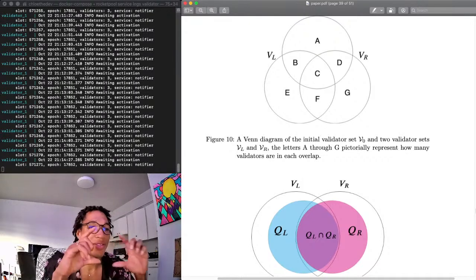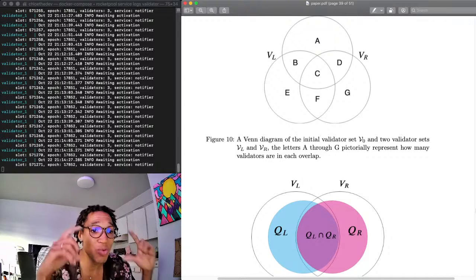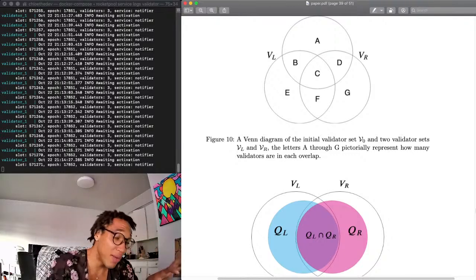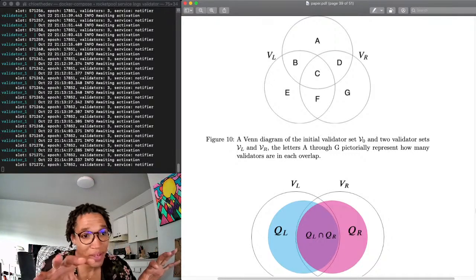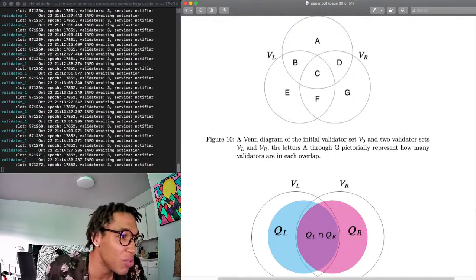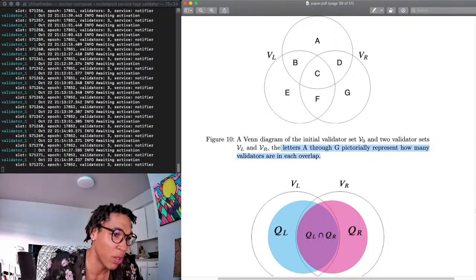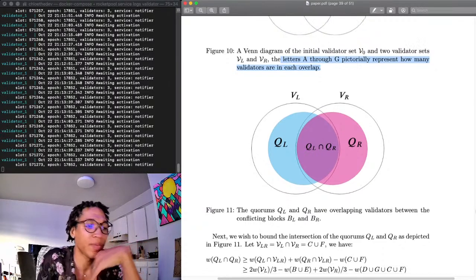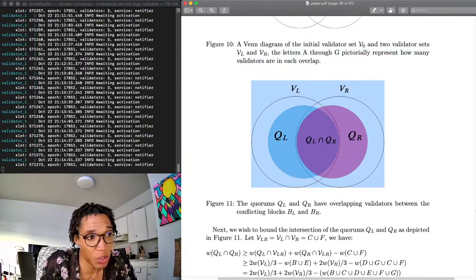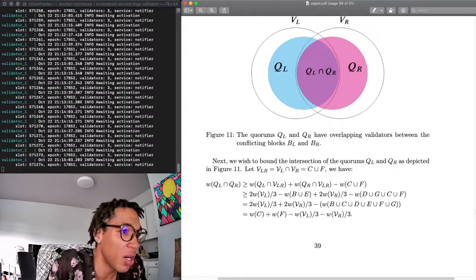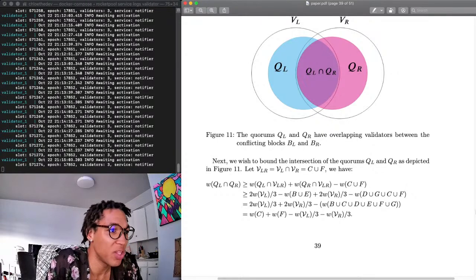So I guess you start with this initial validator set, and then you have two potential attestations, or votes that validators can vote onto, and some vote for VR, and some vote for block R, and some vote for block L, and you kind of figure it out. And two sets and letters A through G pictorially represent how many validators are in each overlap. So you have the quorum of L and the quorum of R, and then you have the addition of quorum L and R as the sets together. The quorums L and R have overlapping validators between the conflicting blocks, block L and block R.